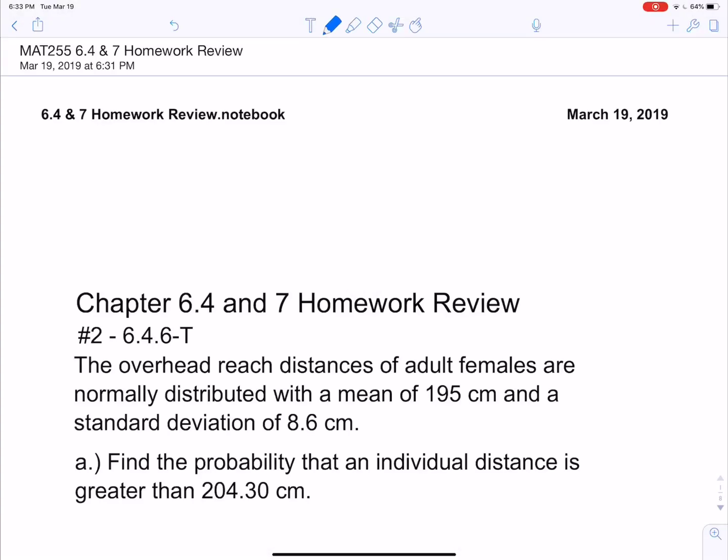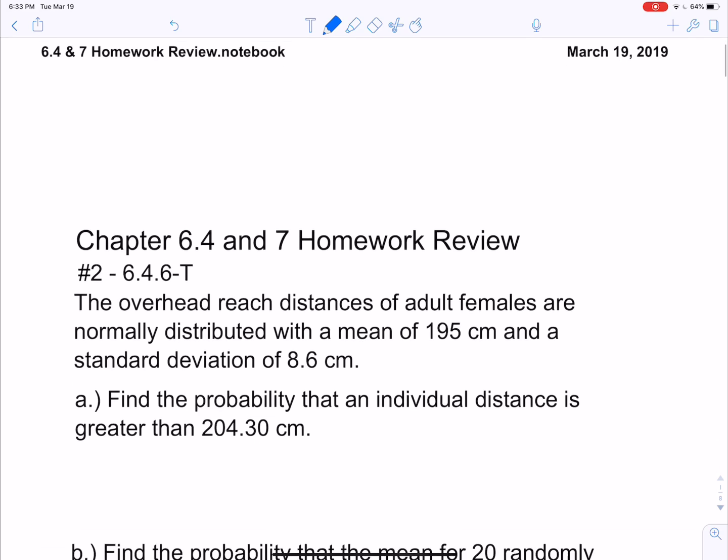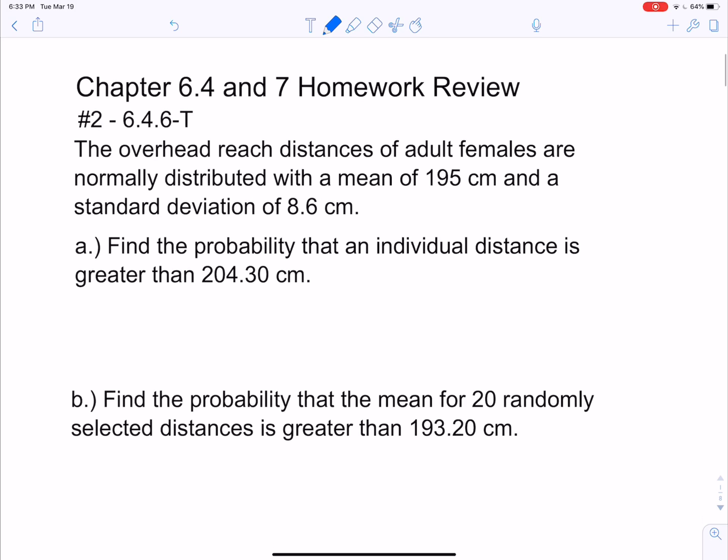Here, we're going to go over some questions that seem to cause issues in the chapter 6.4 and 7 homework. So this one was number 2 in your homework, and you can see where it's taken from in the textbook with the question next to it. Take a moment and read through this question.